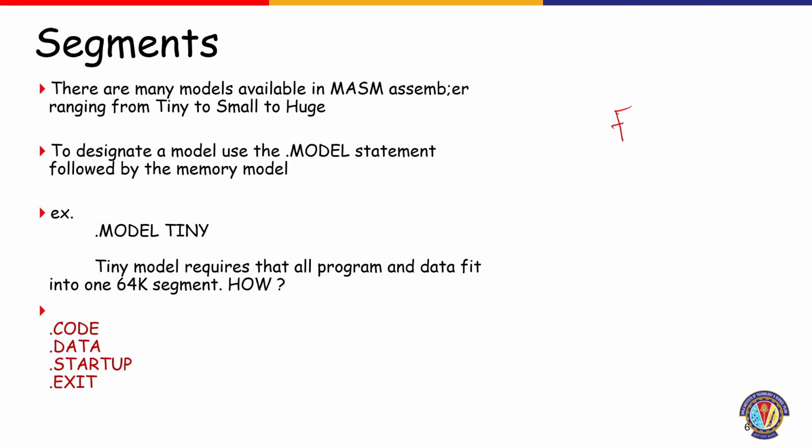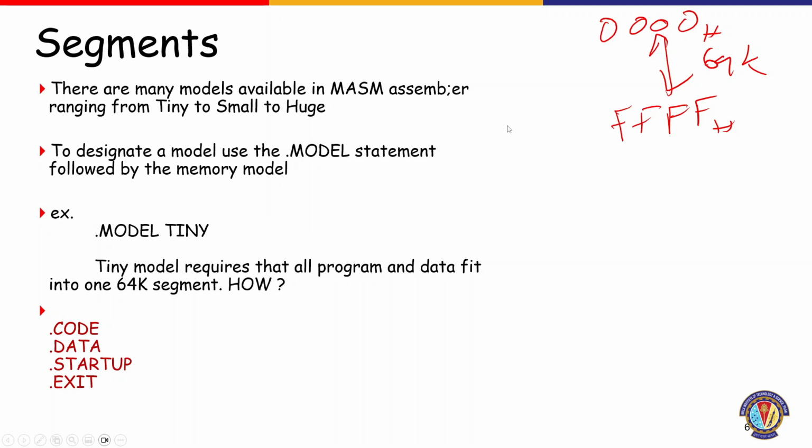So the maximum offset can be FFFFH, and the minimum offset can be 0000H, right? So whatever your data segment is pointing to, whatever is in between, the count will be maximum 64K in between this.